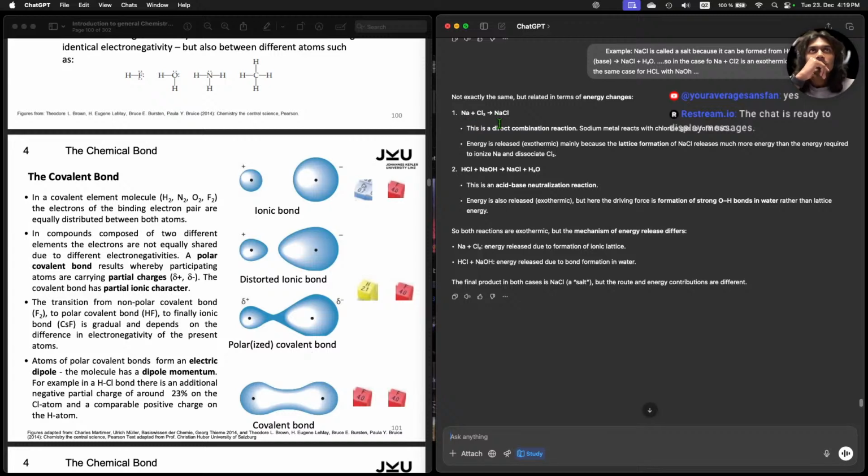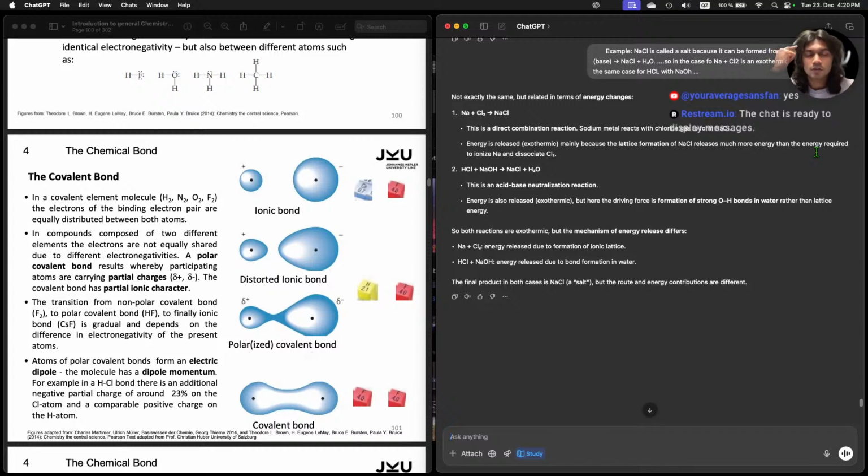Na plus Cl2 gives NaCl. This is a direct combination reaction. Sodium metal reacts with chlorine gas to form NaCl. Energy is released mainly because the lattice formation of NaCl releases much more energy than the energy required to ionize Na and dissociate Cl2.